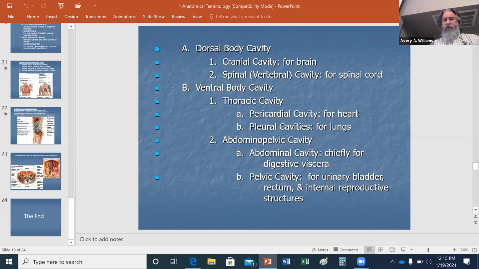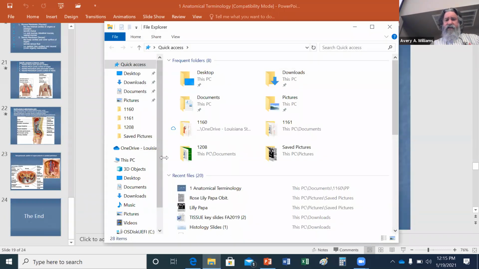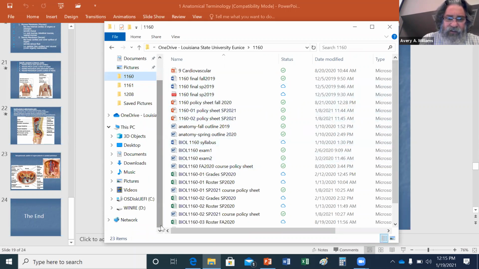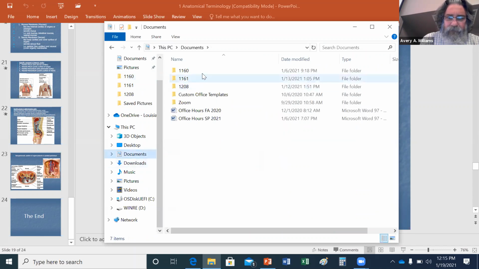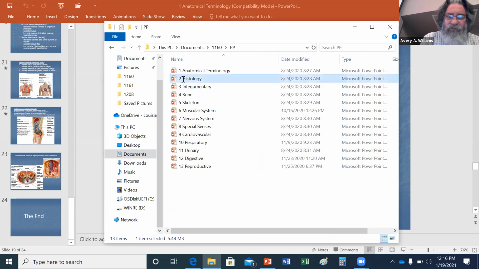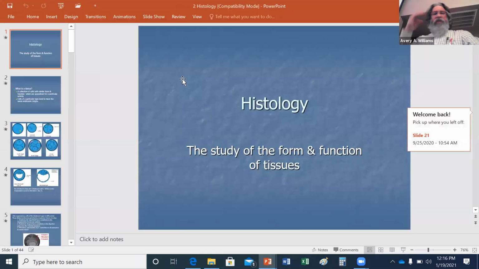So the next PowerPoint will be histology. And that's what we'll start that Thursday. Somewhere in here, I've got a histology PowerPoint, I think. I don't know where it is. Is it this PC? Documents. PP, that stands for PowerPoint, histology. Yeah, I'm going to open it. I'm going to leave it open for you guys until Thursday.